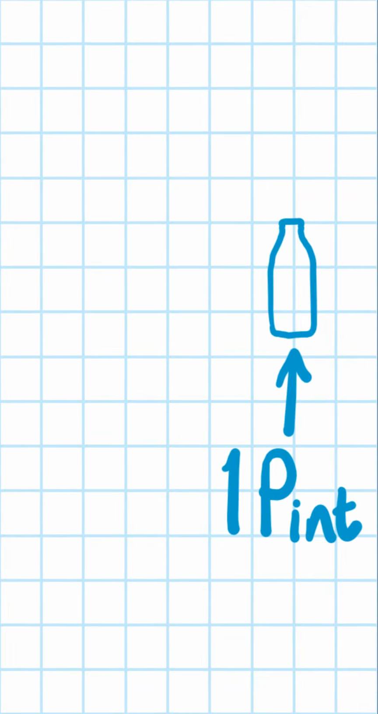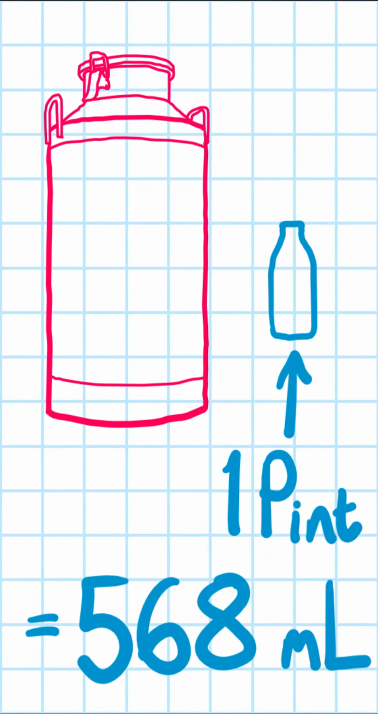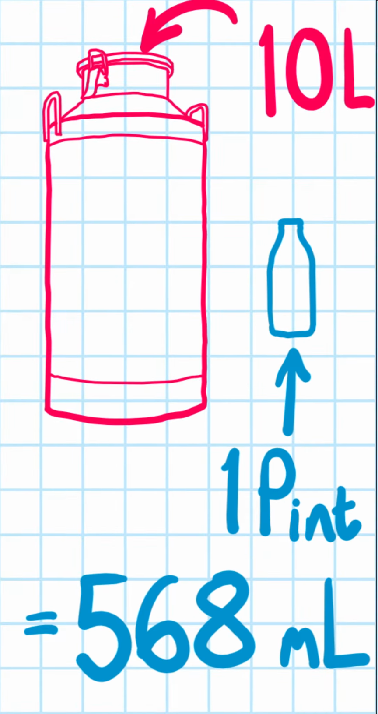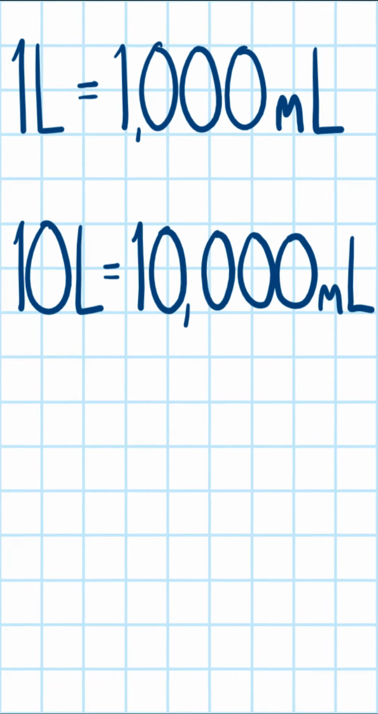A pint of milk is 568 millilitres. What's the fewest number of pints that you need to make sure that you have 10 litres of milk? 1 litre is 1,000 millilitres. 10 litres is 10,000 millilitres.